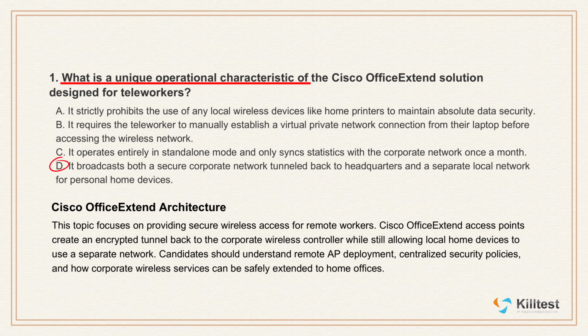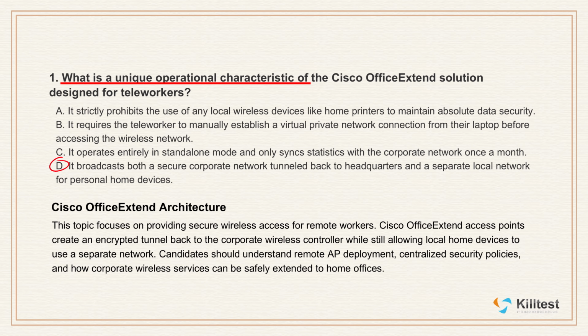Okay, so it's essentially a two-lane highway for a remote worker. One highly secure lane goes straight to the corporate office, while the other lane is strictly for local traffic. Yeah, exactly. Like printing a recipe at home or whatever. That's a perfect analogy. It maintains enterprise security via a tunnel to the controller, but you still get to use your home network. So option A is out because it explicitly does not prohibit local devices.